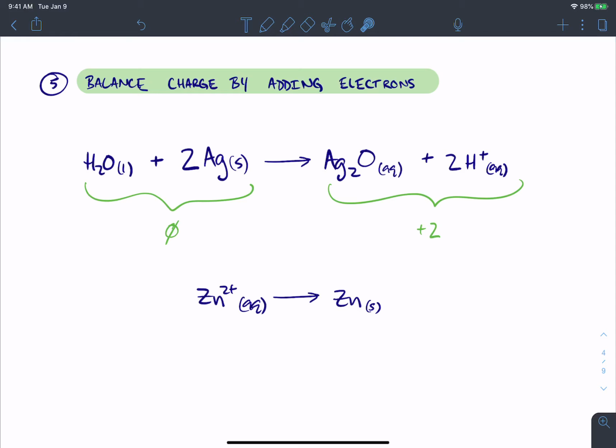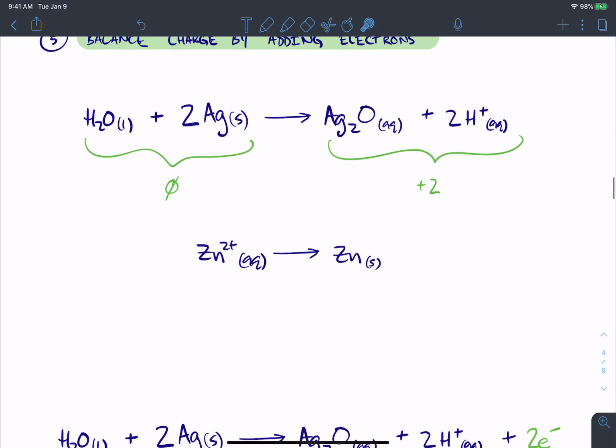So in this case, we had neutral species on the reactant side, and overall a positive charge on the product side. So I'm going to add in 2 electrons on the product side to the first half reaction, and in the second one, notice I have a +2 charge on the reactant side and a neutral charge over on the product side. So I'm going to add my 2 electrons over on the reactant side for this one.